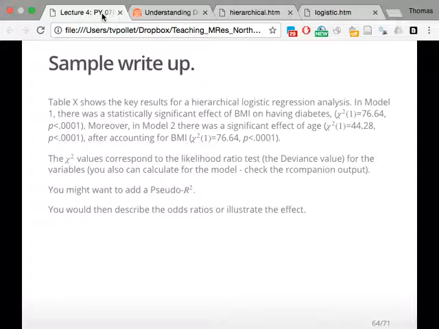In model 2, there was a significant effect of age after accounting for BMI. And the chi-square values correspond to the likelihood ratio test, which you got from that table. That's the deviance value from that table. And you can also calculate it for your model overall. And you might want to add that pseudo R-squared, which I've shown you. And you would then go on to describe the odds ratios in terms of a shift of 5 units means this, or a shift of 1 unit means this. So using that table or using some type of example to make it interpretable. Or you could illustrate the effect graphically. You could show what happens if people gain 5 units in weight, and then you could calculate the model predictions.